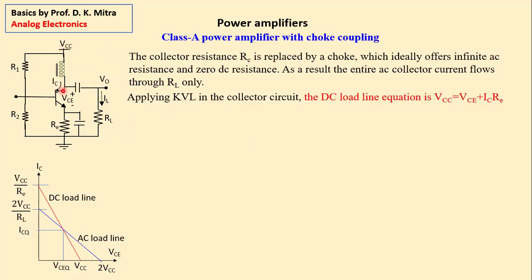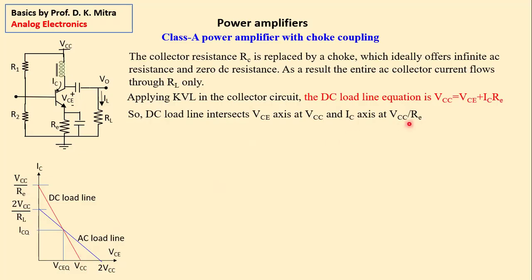We apply Kirchhoff's voltage law in this collector emitter circuit. It shows that VCC is equal to VCE plus ICRE, because there is no resistance here, so there is no drop. So this is the DC load line equation. Obviously, the equation shows the DC load line intersects the VCE axis at VCC, where IC is equal to 0, and intersects the IC axis at VCC by RE. So this red one is the DC load line.